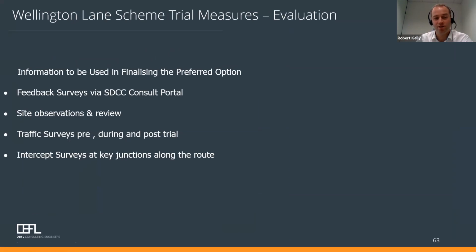So we're at the stage now where we're actually at the end of our trial, which has been a 6-month trial of those measures, and we're reviewing information from feedback surveys provided on the SDCC console portal. We obviously have our own observations and review of site conditions, traffic surveys have been taken, and also intercept surveys were undertaken at key junctions as well.